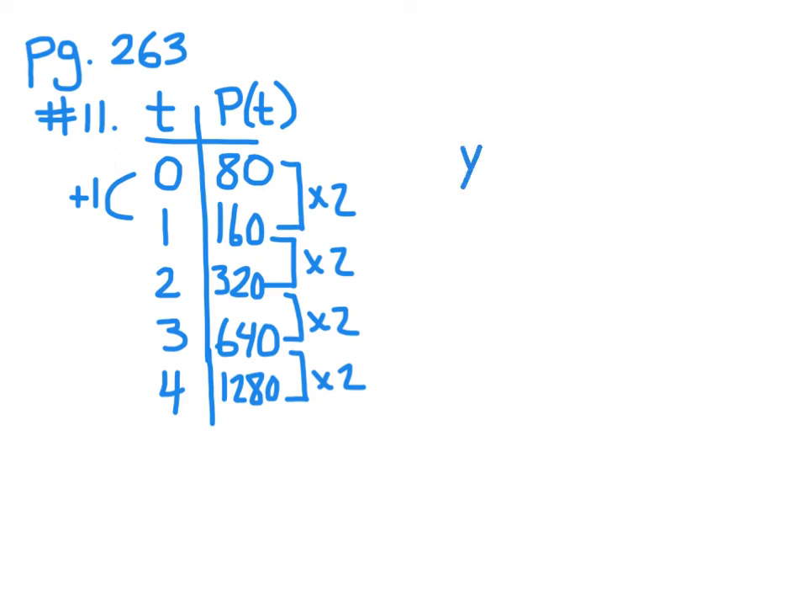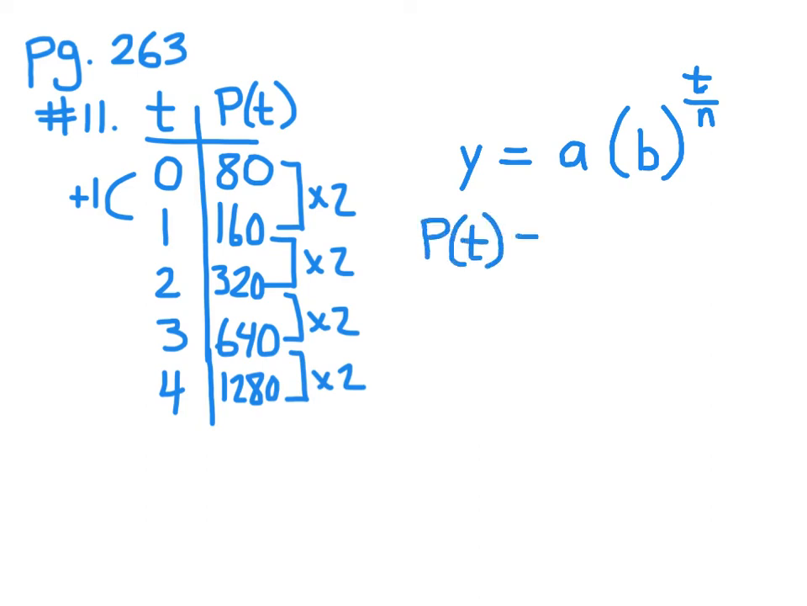We know that the formula for all of these scenarios is y equals a, some base to the power of time over n. And what is n? n is the growth rate period. So if it's doubling per hour, then n would be 1. If it was doubling every 10 hours, then n would be 10, and so forth. In this case, the population as a function of time is equal to, now A is always the initial population. In this case, the initial population is 80.